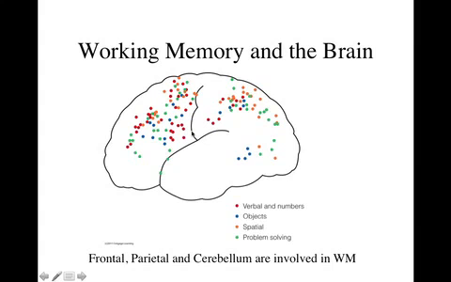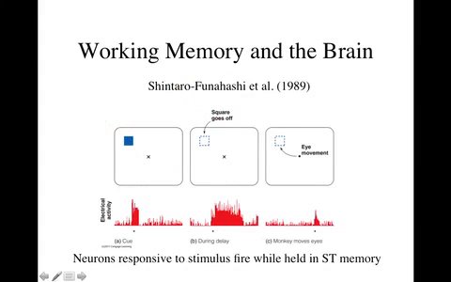So it really seems that memory is not a separate system, but rather it's the encoding, storage, or retrieval of information that's encoded in those places in the first place. So frontoparietal regions, and also the cerebellum, which is a non-cortical structure, are also involved in working memory.